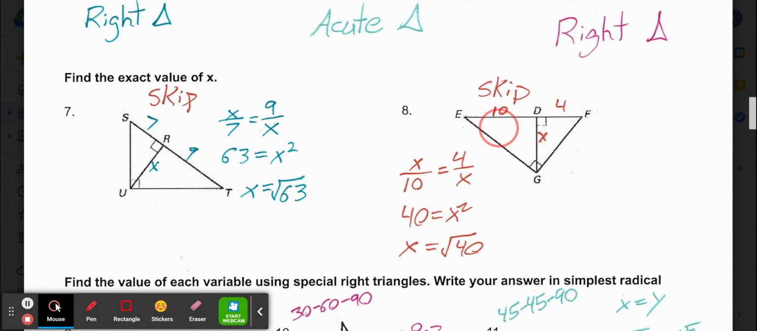In 8, it would be the similar thing if we knew ED was 10 and DF was 4 and DG was X. We would set that up as X over 10 equals 4 over X. So then 40 equals X squared, and X is the square root of 40.